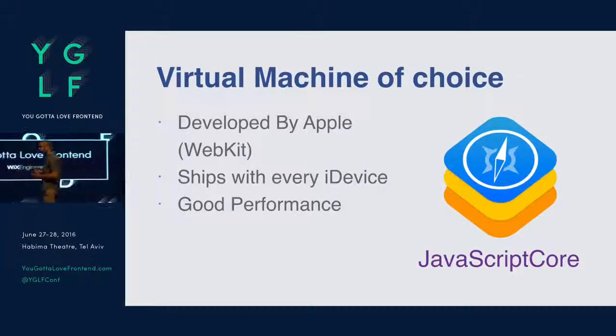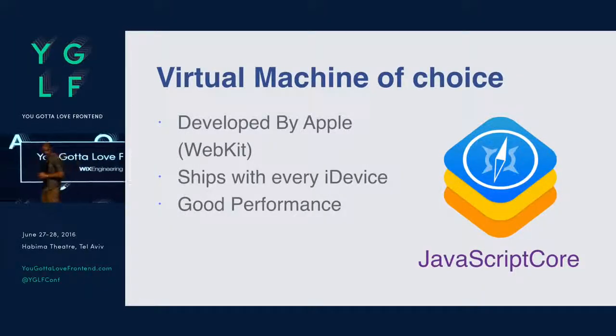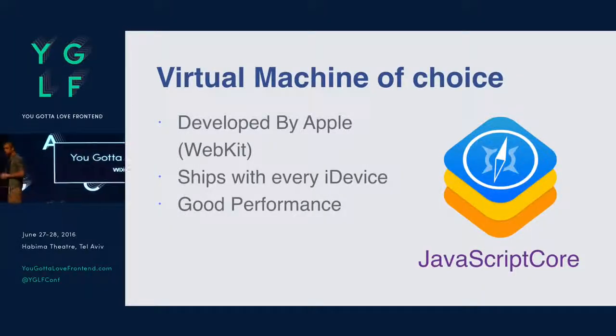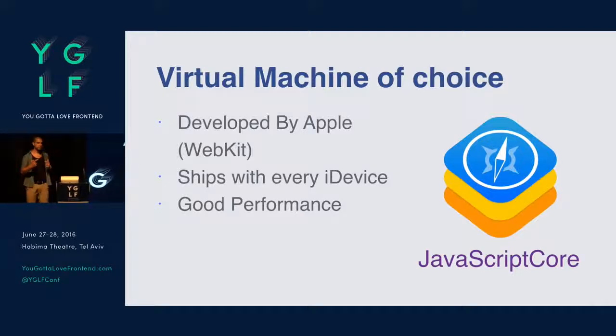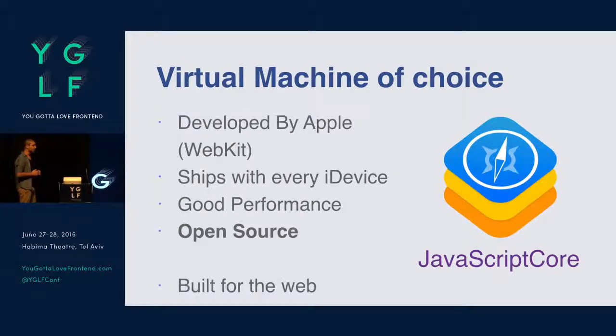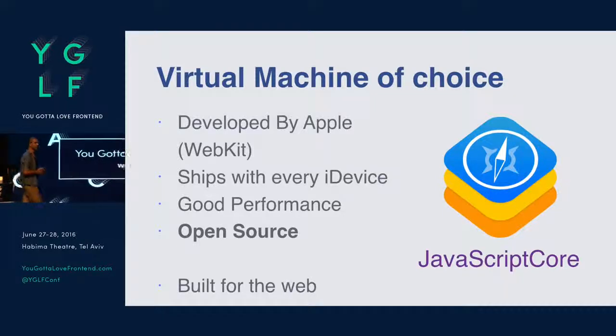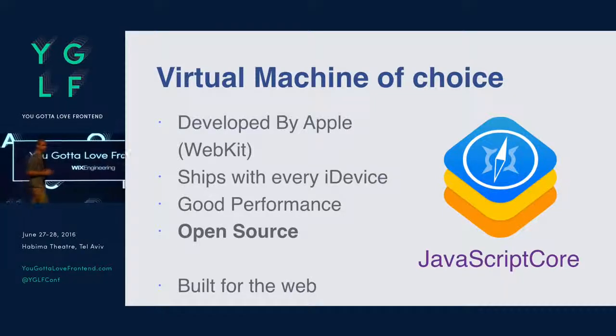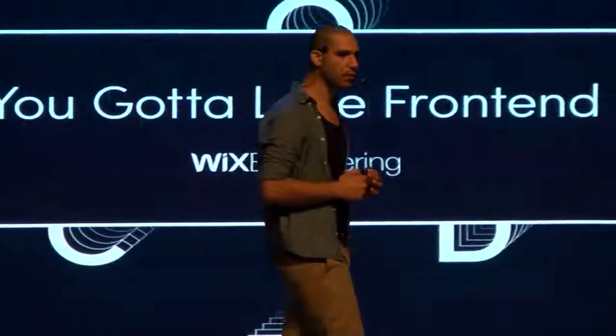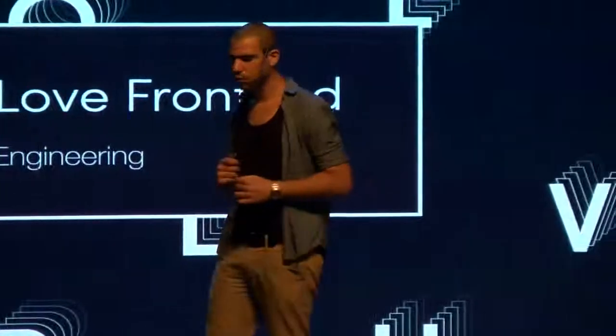It has good performance for our needs, actually the best performance of all the virtual machines we've checked for our needs. And it's also open source, which is a major advantage, as we'll see pretty soon. Last thing about JavaScript Core is that it's built for the web and not for React Native. And we noticed it a lot. And I'm going to talk about how we noticed it in a second.